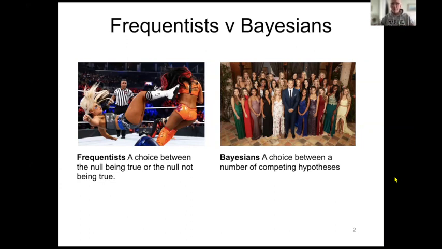I lie. But anyway, the Bayesian approach, again, I don't want to obsess about all the math behind it, but it really comes down to looking at a number of competing hypotheses. The idea is that rather than a binary choice, null or alternative, it's like 10, 12, sometimes an infinite number of competing hypotheses, and which one's more likely than another one? Or what's the relative likelihood of these different hypotheses? So that's the basic choice.